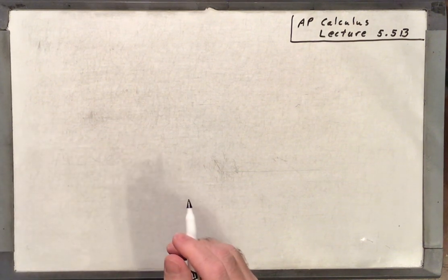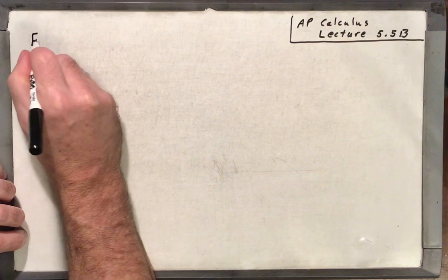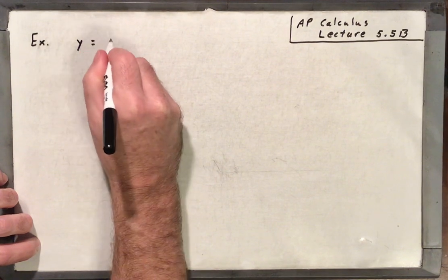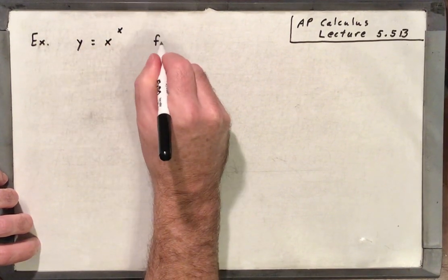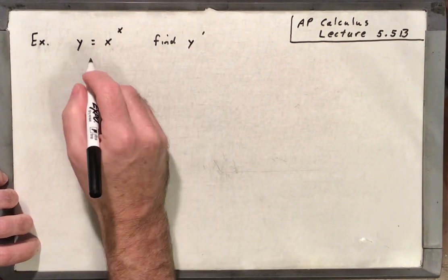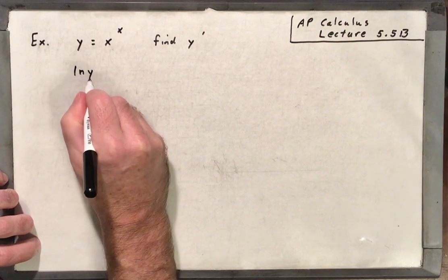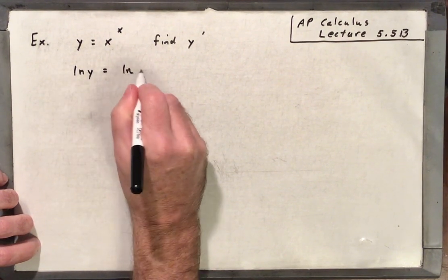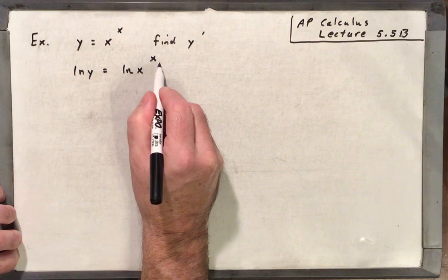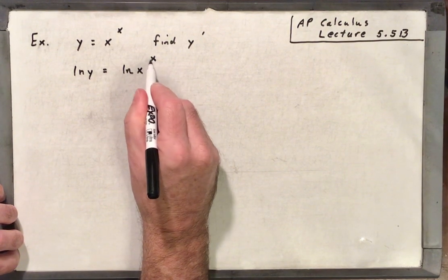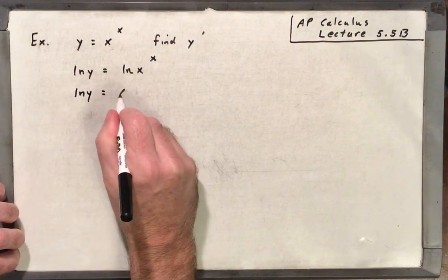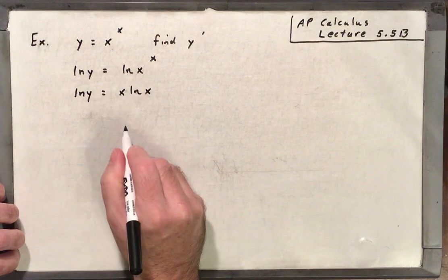Okay, so let's make our first example problem the easy one, the one I just talked about. Let's say we have y is equal to x to the x, and we want to find y prime. Okay, step 1, we're going to take the natural log of each side. So we'd have the natural log of y is equal to the natural log of x to the x. The reason that we did that is so now we can bring that variable out in front of natural log of x like a coefficient. So we'd have the natural log of y is equal to x times the natural log of x.